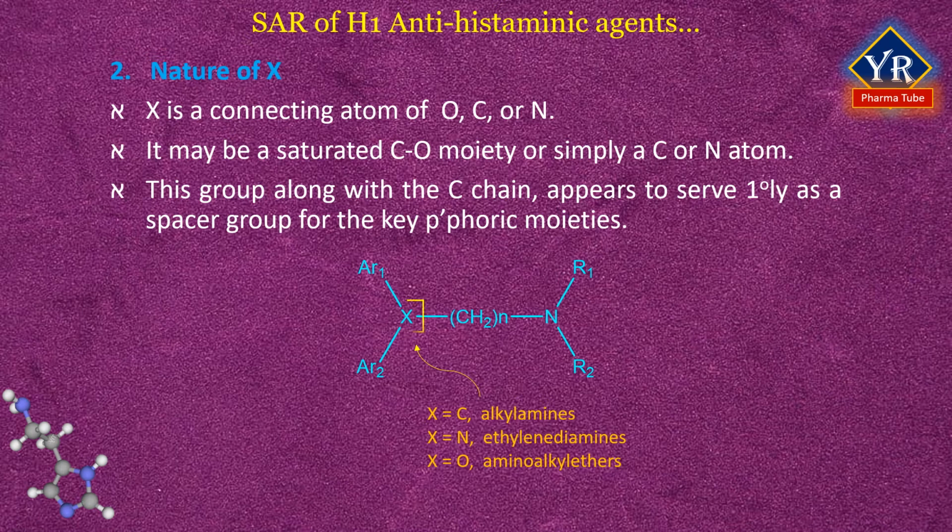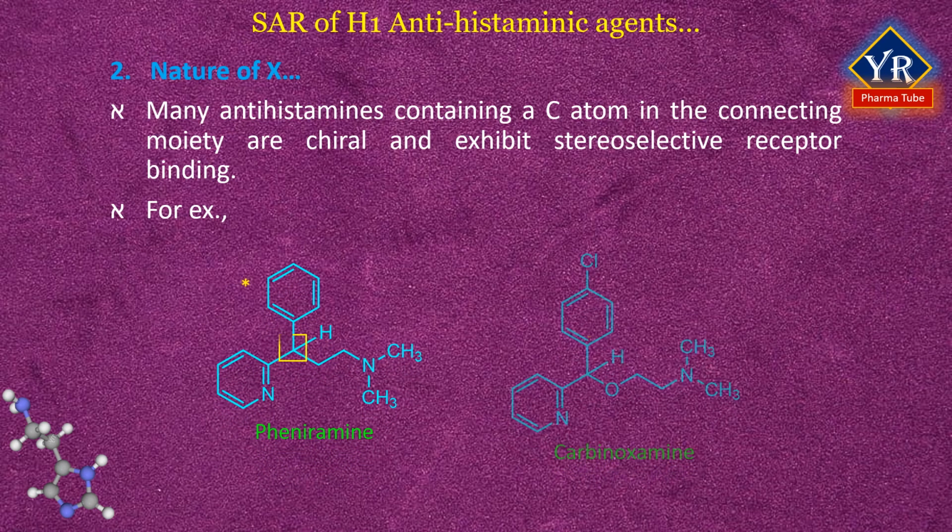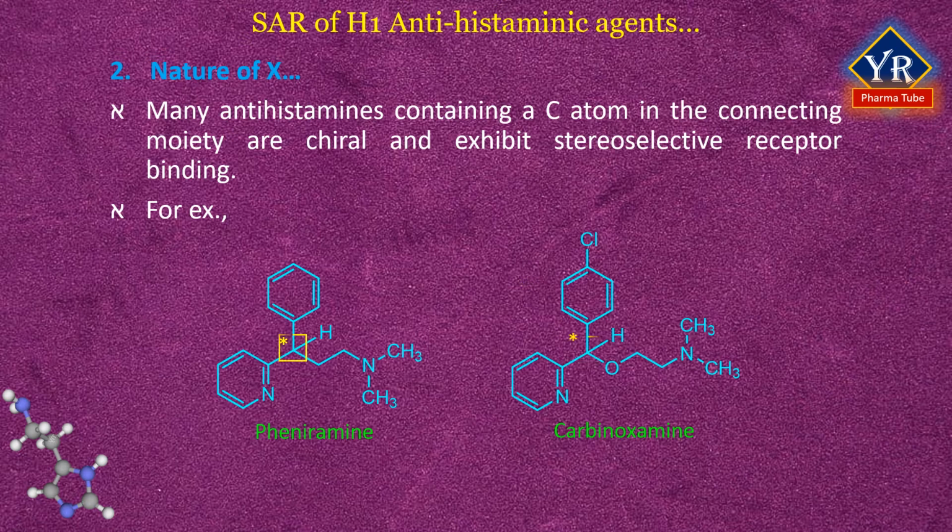Many antihistamines containing a carbon atom in the connecting moiety are chiral and exhibit stereoselective receptor binding. For example, in the pheniramine series and carbinoxamine, this atom is chiral, shown with an asterisk or star symbol in both the structures, and in vitro analysis indicates that enantiomers with the S configuration have higher H1 receptor affinity.